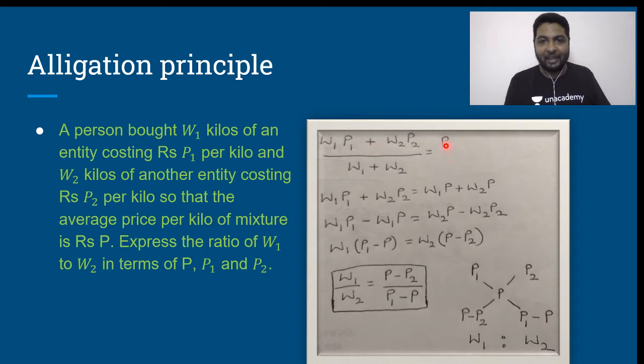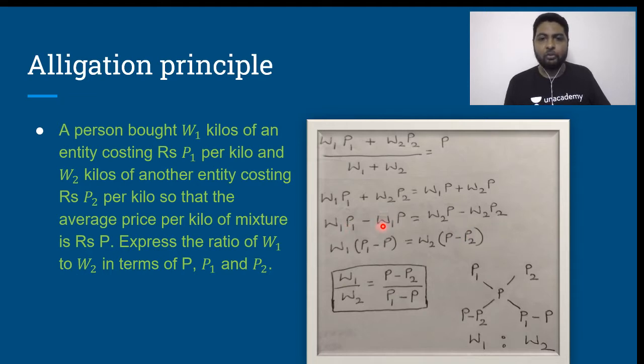Is that clear? Now, let us simplify this. We get W1 P1 plus W2 P2. Just cross multiply P into W1, which is W1P, P into W2, which is W2P. Now rearrange the terms such that you bring W1 terms on one side and W2 terms on the other side. W1 P1 as it is. This W1P, when it comes onto this side, minus W1P. W2P, I retain it as it is. This W2P2, when it comes onto this side, it becomes minus W2P2.